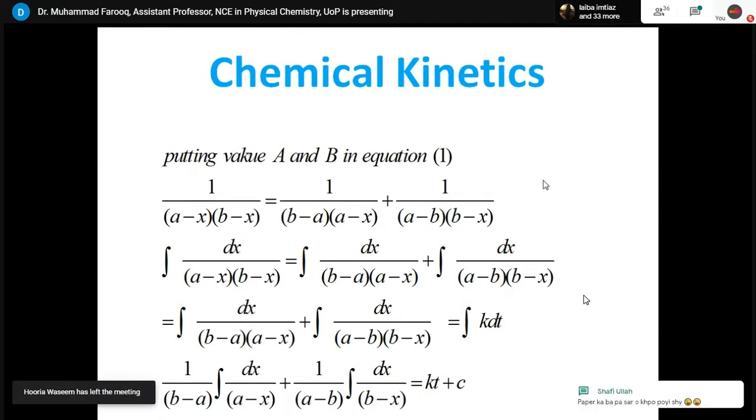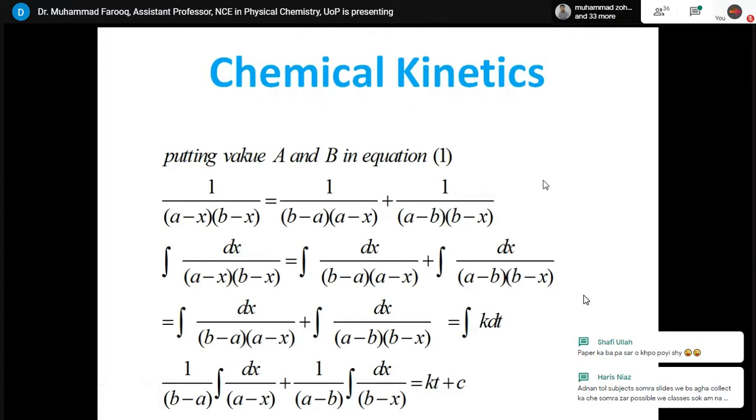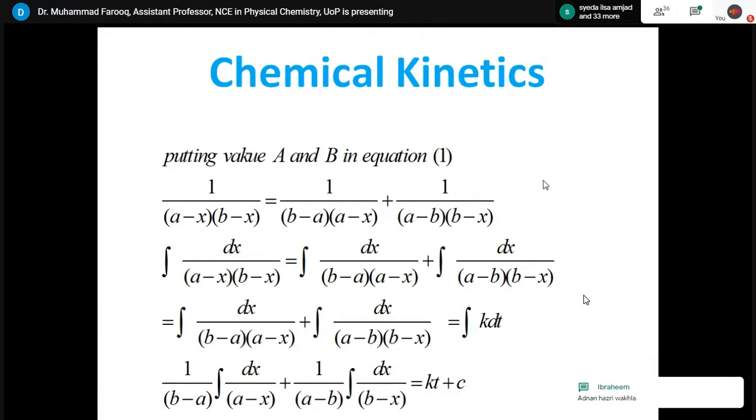सर हमने 1 की जगह डी एक्स लिया क्योंकि इंटीग्रेशन की वजह से. I said when there is an integration sign, we have to put dx also. जब गाड़ी होगी तो पहिया भी होगा.